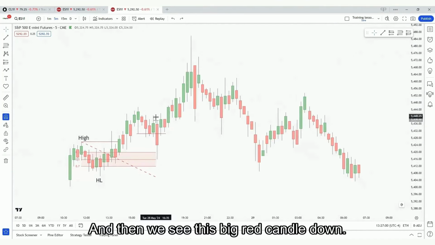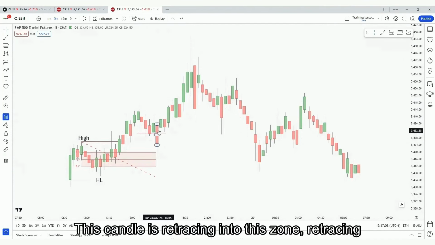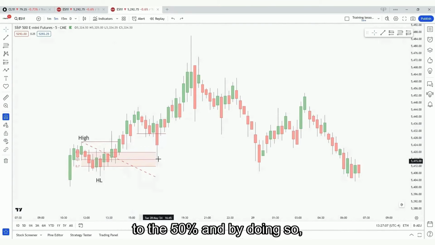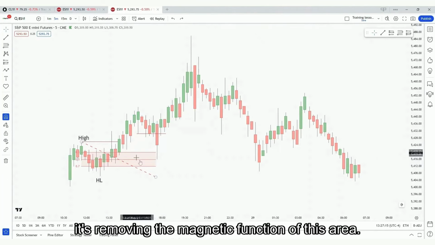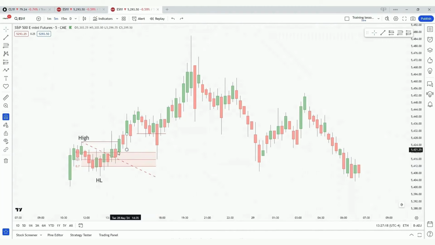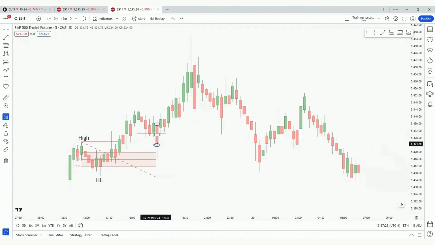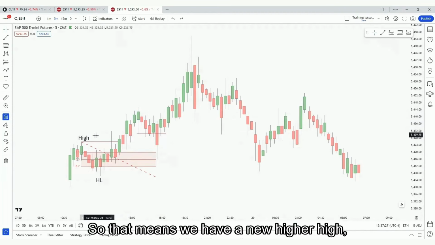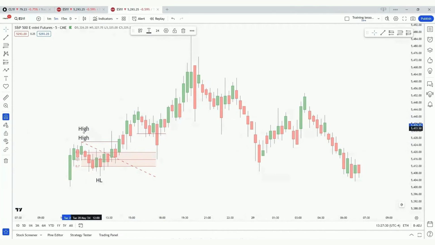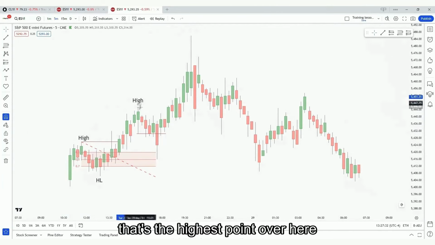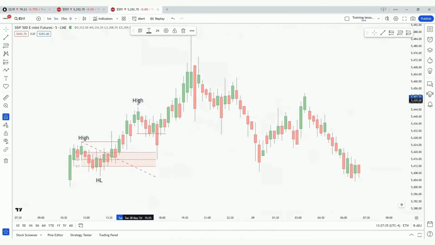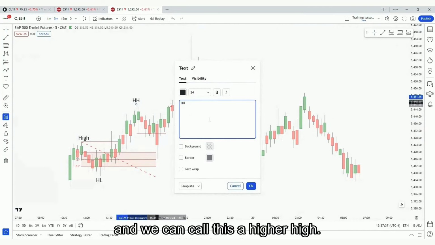And then we see this big red candle down. This candle is retracing into this zone, retracing to the 50%. And by doing so, it's removing the magnetic function of this area. But another important thing is that this candle is closing below the highest green candle so far. So that means we have a new higher high. That's the highest point over here. And we can call this a higher high.